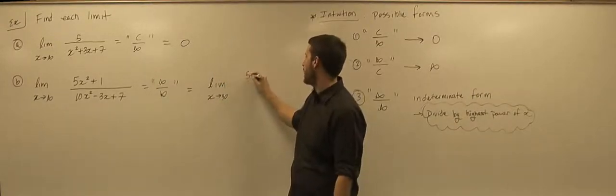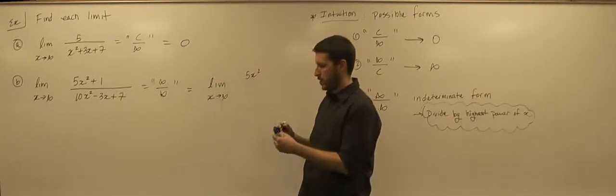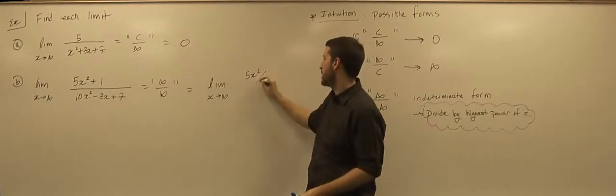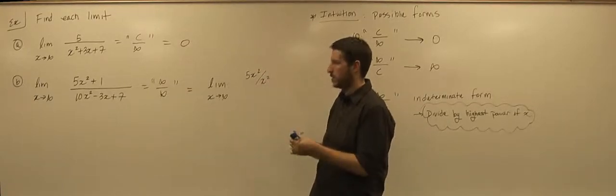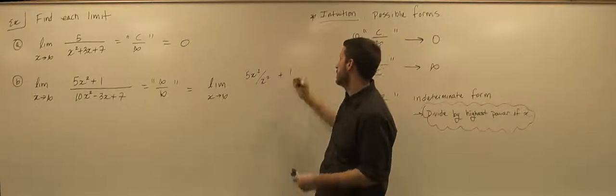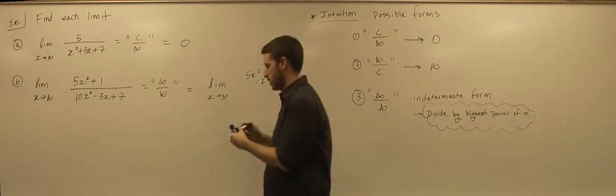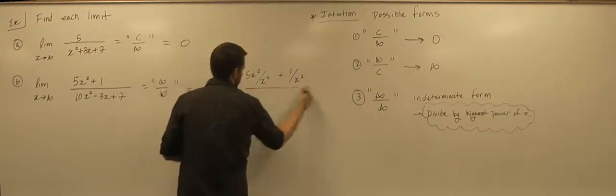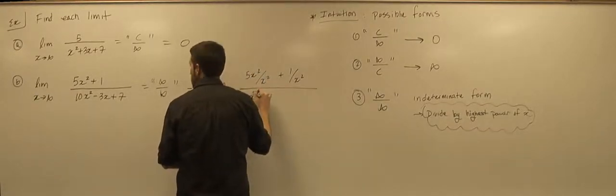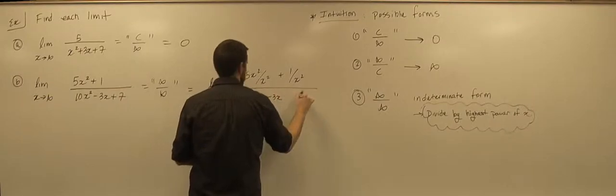So I'm going to write this as 5x squared divided by x squared plus 1 divided by x squared over, and I'm going to take each of these and divide them by x squared.